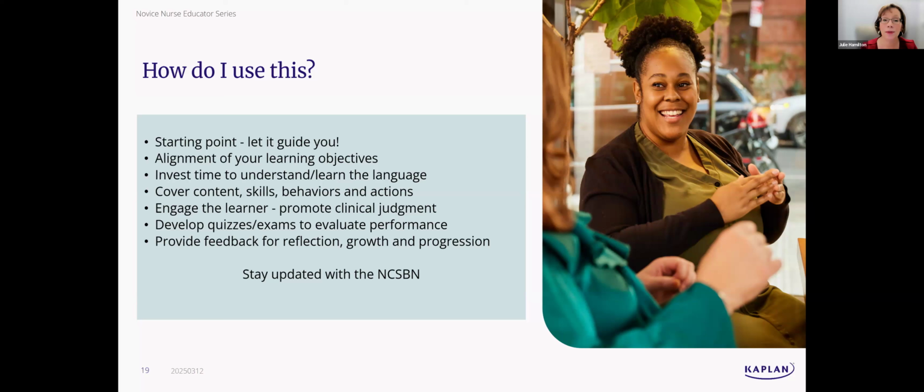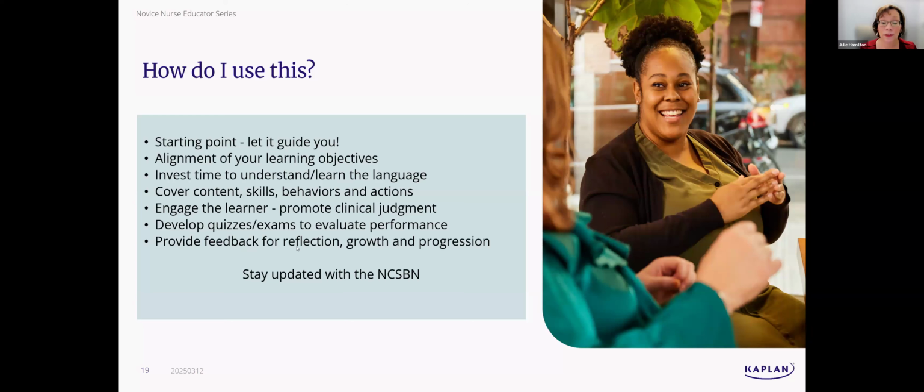So instead of just saying, here's Crohn's, here's the signs and symptoms, here's what you're going to do, get your students to think. Engage the learner. Don't just spit out the information and expect them to spit it back out to you. Really have them think through it and help them know the skills they're going to need to take care of that client safely based on the client's needs with Crohn's, not just the disease process. Develop quizzes and exams to evaluate their performance. Again, use the language of the NCLEX. How's the NCLEX going to ask them? Most important, priority action.